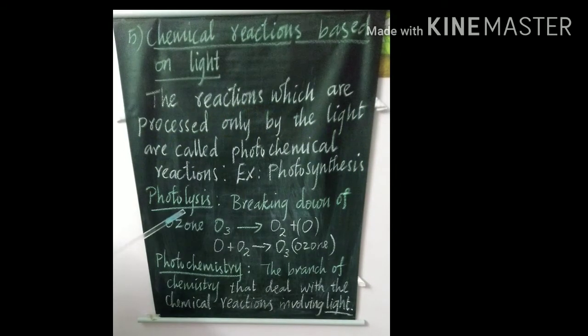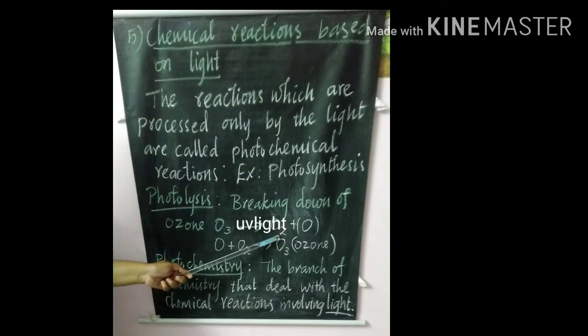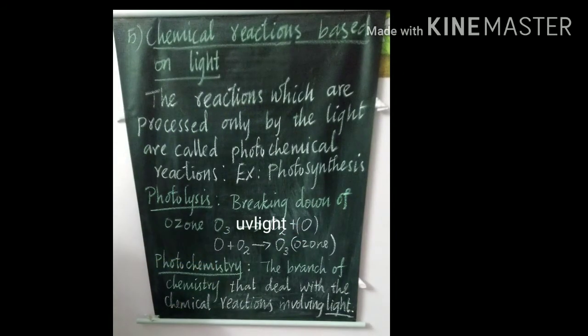photolysis. This photolysis is the breaking down of ozone, where we can see this ozone, O3, form of oxygen in the stratosphere. This O3 molecule absorbs the UV light, that is ultraviolet light, to break down into oxygen molecule O2 and atomic oxygen. This atomic oxygen again combines with the molecule of oxygen to form O3.